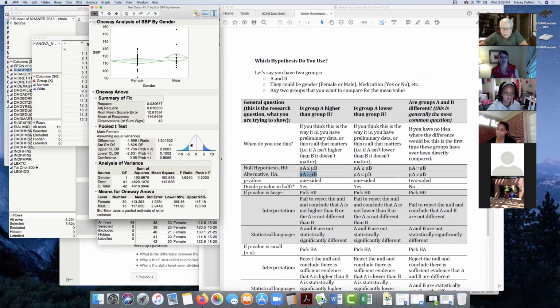But keep in mind, you would never test, like, I've got a 117 and a 113 here. I would never test that 113 is greater than 117. That doesn't make any sense, right? So you do have to have some kind of knowledge. If you don't know, oh geez, this is one of the quiz questions, if you don't know, then use the equal to, not equal to. Do a two-sided test. If you have no preference or no understanding, if this is the first time you've ever compared these groups, then it's equal to, not equal to.